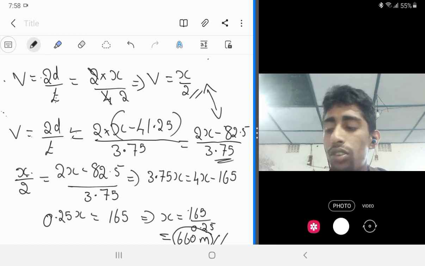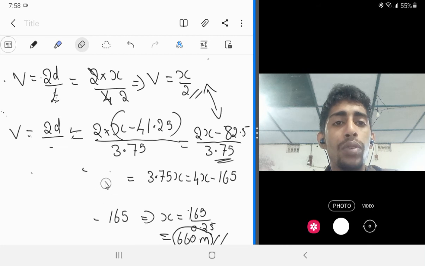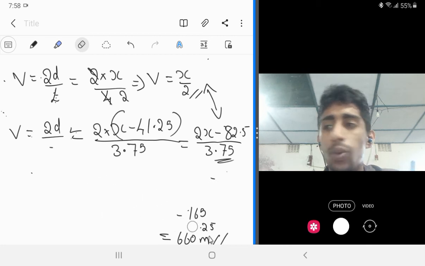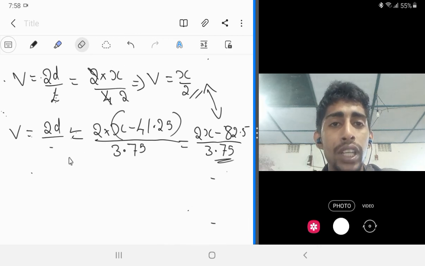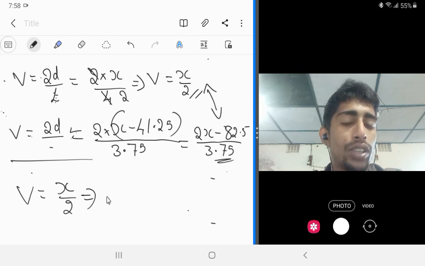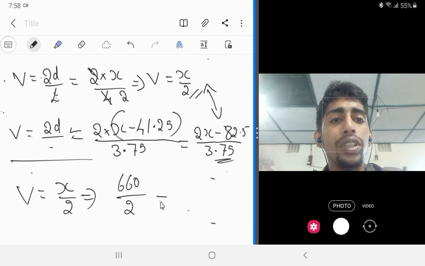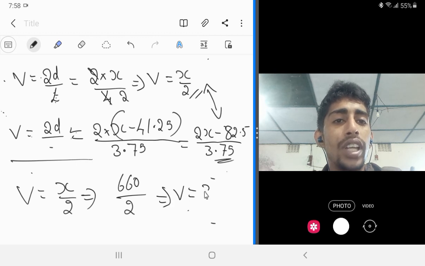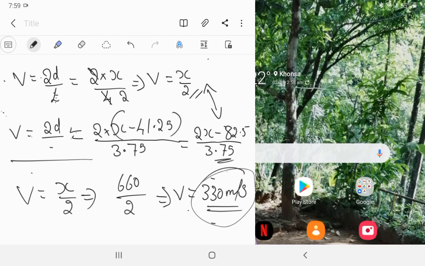Then we have to find out the speed of sound. How can we find the speed of sound? Now we have the data. We know x, and we have the equation v is equal to x by 2, which we already found. Here x is 660, so 660 divided by 2. Then we will get v is equal to 330 meter per second. This is the answer. I hope you understand.